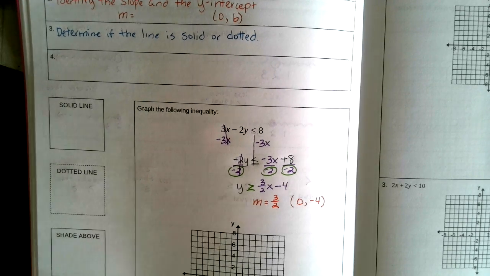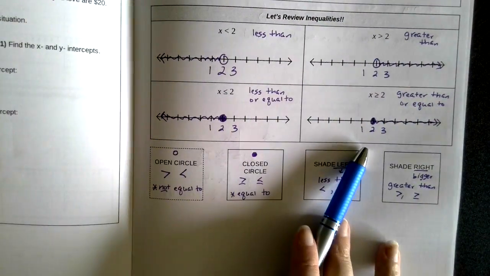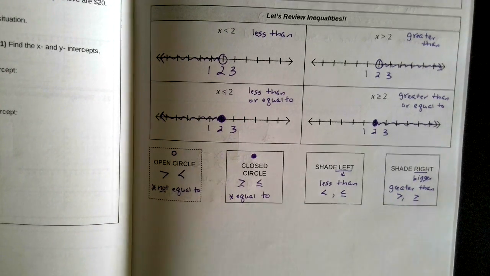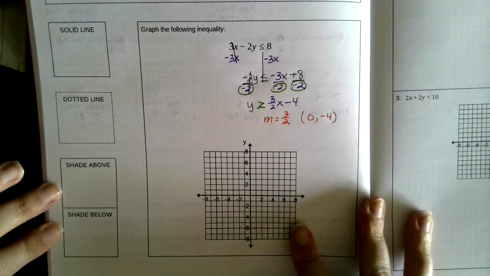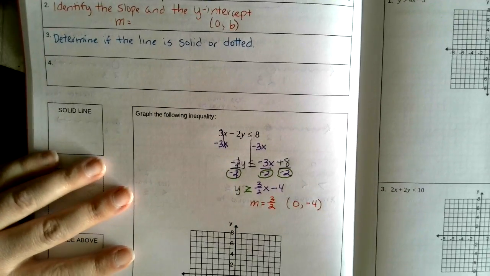But think about what we did on the last page. On the last page, these inequalities were all different. All the graphs looked a little different because we either had an open or a closed circle, and we either shaded left or right. Well, when we have two variables in our inequality, we can either have a solid line or a dotted line, and then we can either shade above or below. So we have to talk about how to determine that.